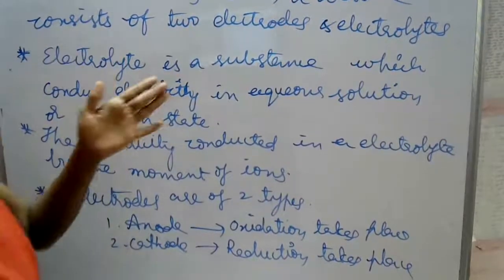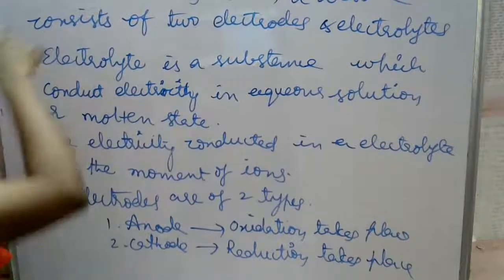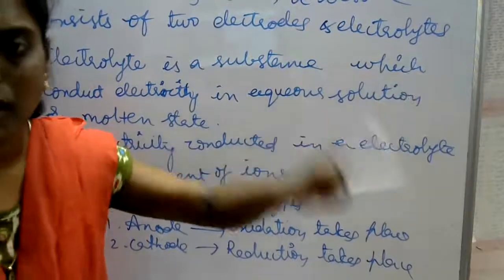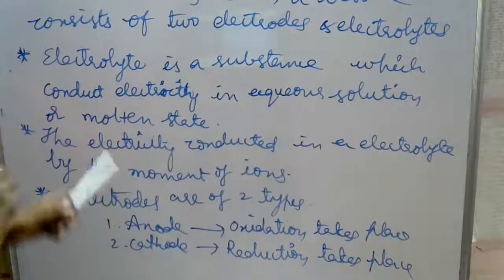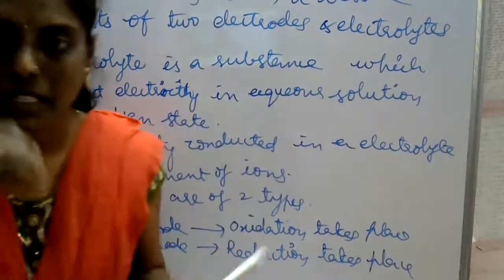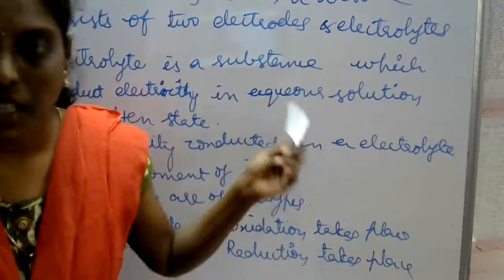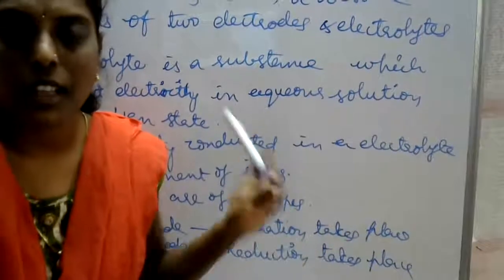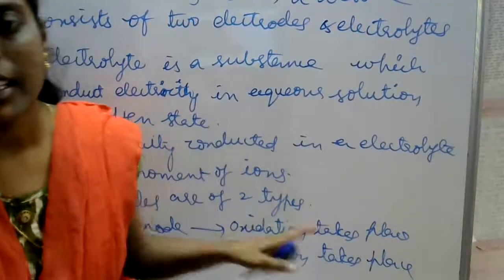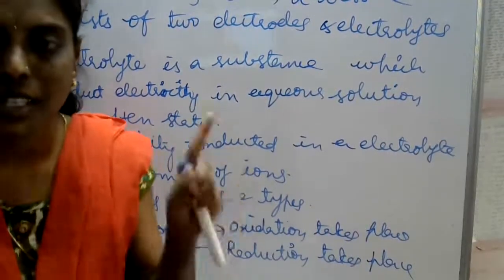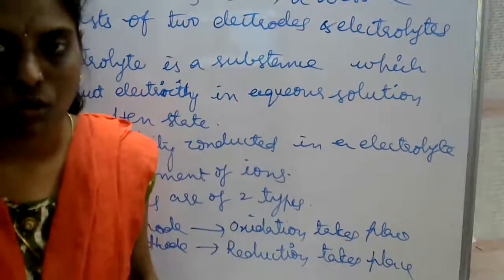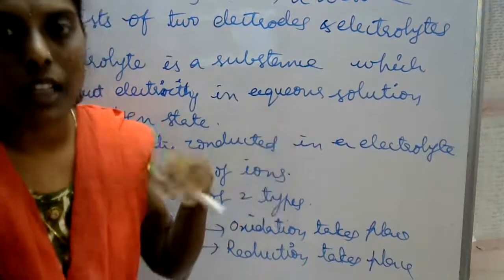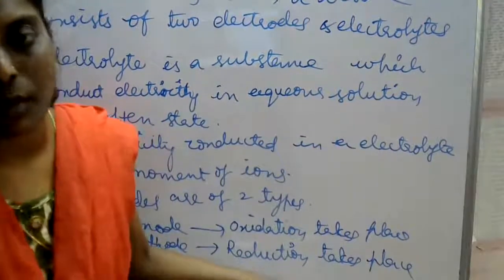So for electrochemistry, first we need the electrochemical cell, electrodes and electrolytes. Electrolytes are substances which conduct electricity in aqueous solution or in molten state. Electrodes are of two types: one is the anode and the second is the cathode. At the anode oxidation takes place, and at the cathode reduction takes place.